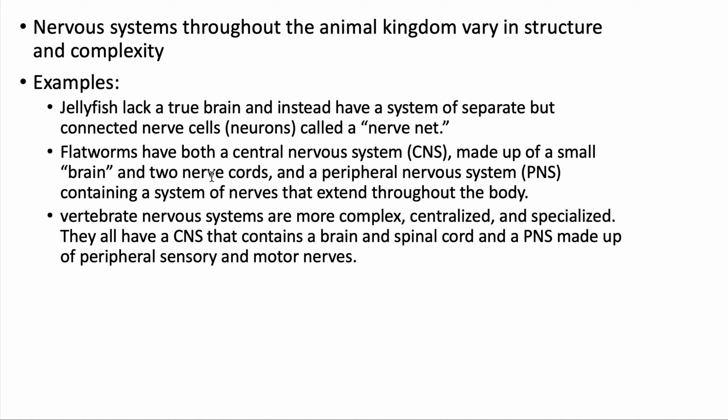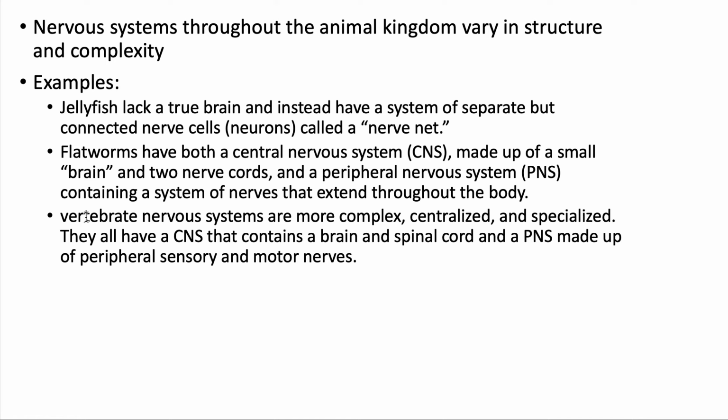Flatworms have a central nervous system, abbreviated CNS, made up of a small brain, with brain in quotes because it's not like the brain we've got. It's not as complex, but it's still kind of like a brain. And then they have two nerve cords. They also have a peripheral nervous system, abbreviated PNS, containing a system of nerves extended throughout the body.